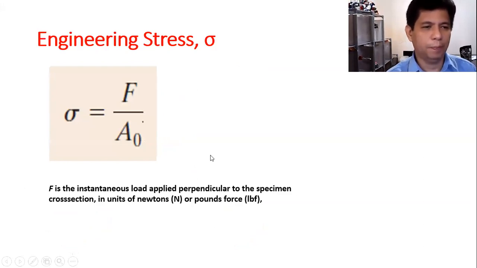Okay, so the first one is engineering stress. Engineering stress is sigma, the Greek letter sigma, equal to F. This is the force, the instantaneous load applied perpendicular, as I've discussed. Engineering stress could be tensional engineering stress, or compressive engineering stress. So, force applied perpendicular to the specimen cross-section.